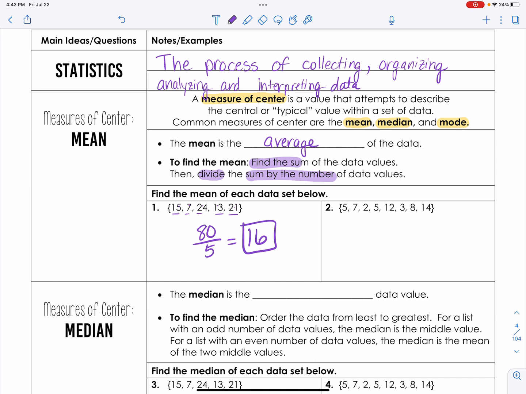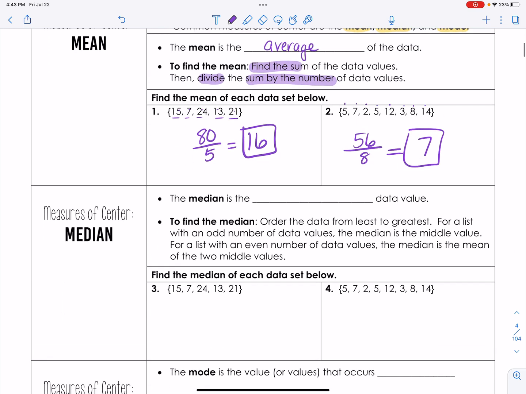Now do the next one. Take your calculator and add those up: 5 plus 7 plus 2 plus 5 plus 12 plus 3 plus 8 plus 14. I added them up and got 56, and I have 8 numbers. When I divide, my answer is 7. That is how you find the mean: you add the numbers up and divide by how many numbers there are.